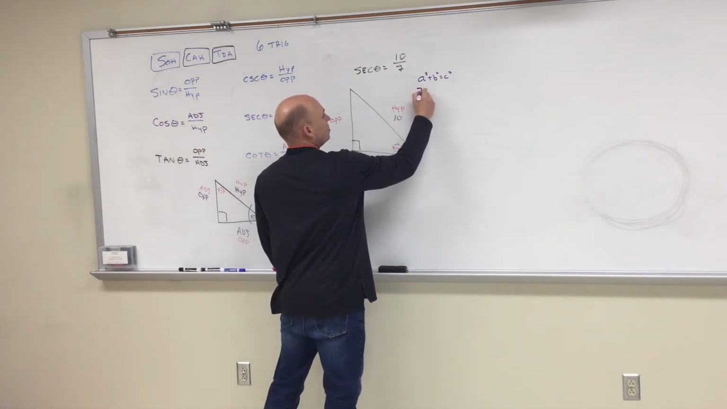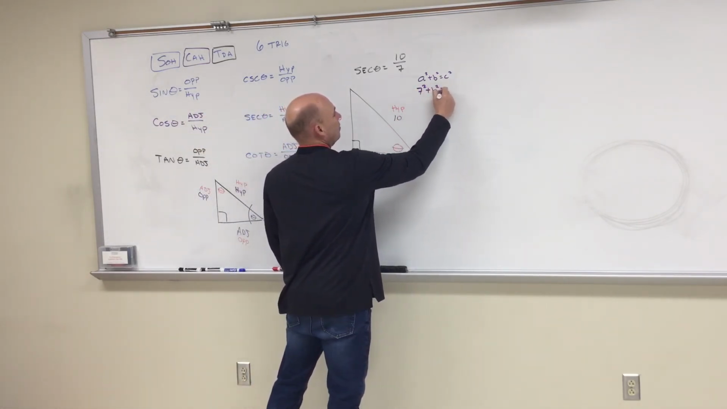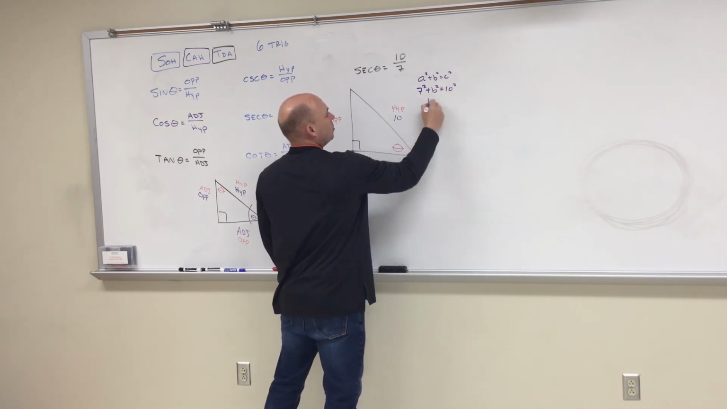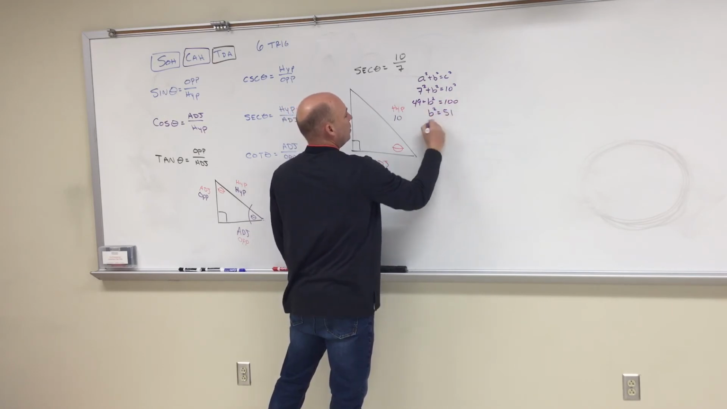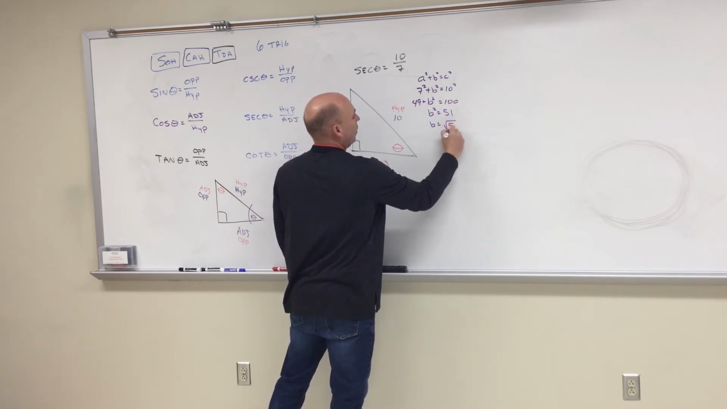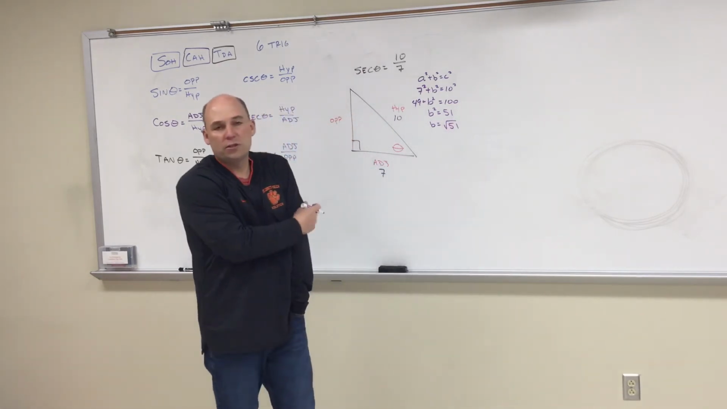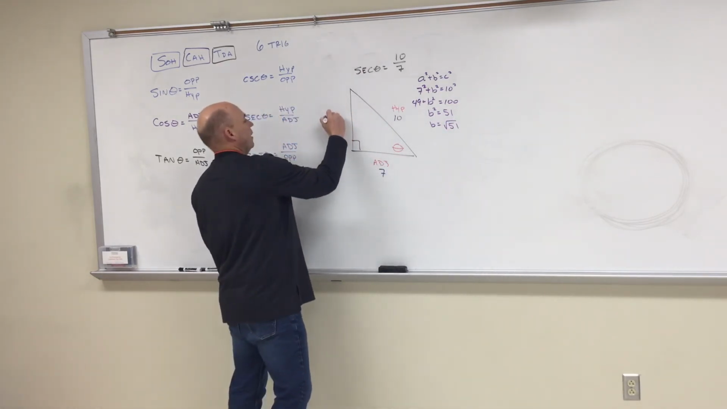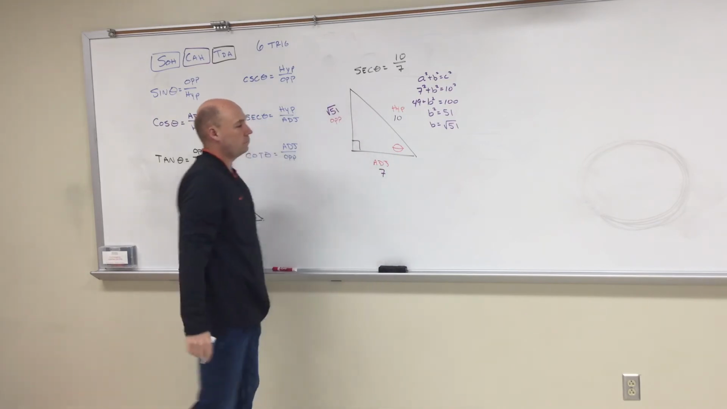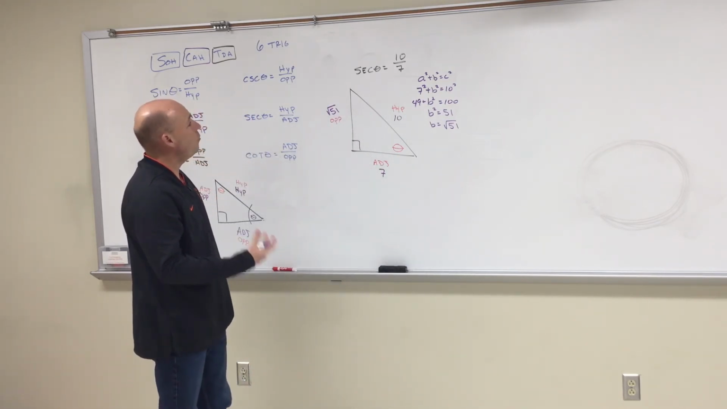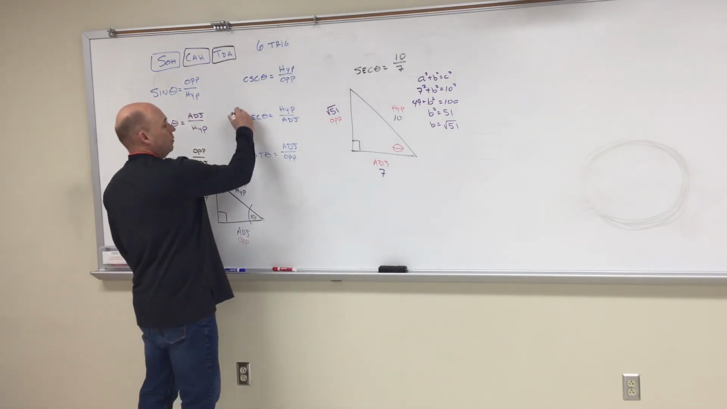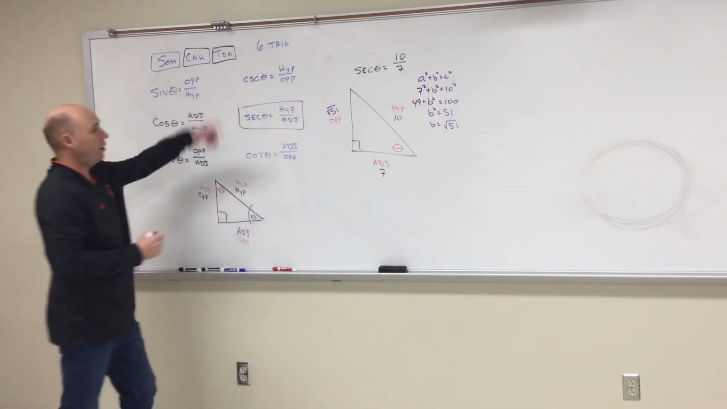So I'm going to say 7 squared plus b squared is equal to 10 squared. So 49 plus b squared is equal to 100. So b squared is equal to 51. Take the square root of that, and it becomes radical 51. There are no perfect squares that go into radical 51, so we're going to leave it like that. All right, so now we have to write our other 5 trig functions. We have this one. That's the one we have. We got to write our other 5.